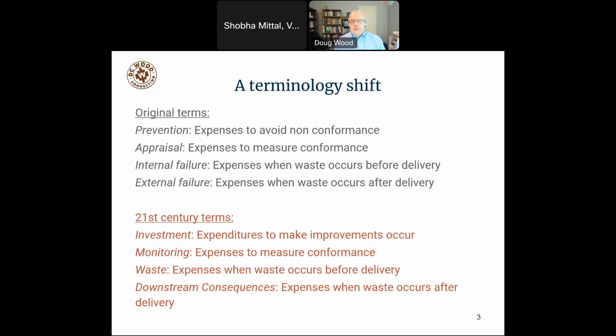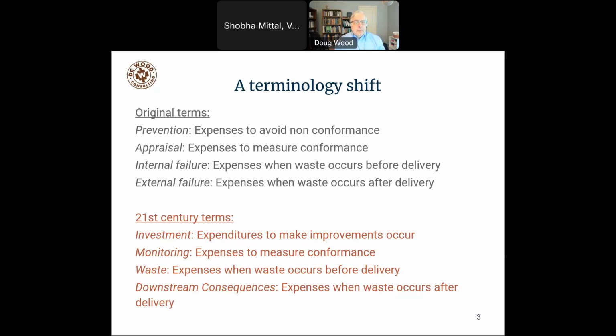However, our language has shifted on us now. We use different words today for the same things. Instead of prevention, I maintain we should call that investment. Instead of just expenses to avoid non-conformance, investment is expenditures to make improvements occur. Appraisal should probably be called monitoring. Appraisal is a funny word. Who uses the word appraisal anymore? But monitoring is used all the time. As before, though, it's the same definition.